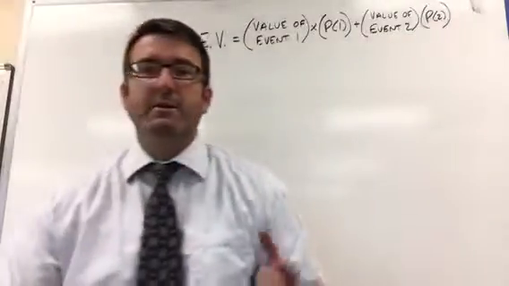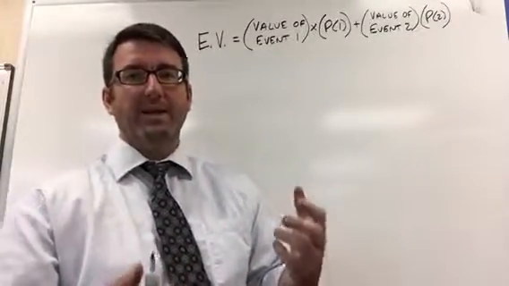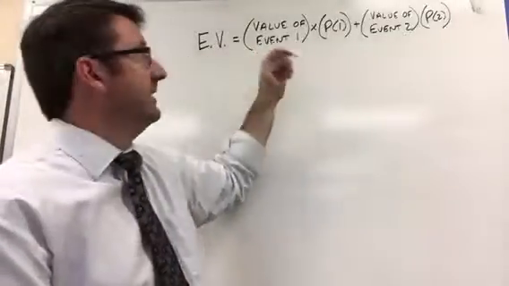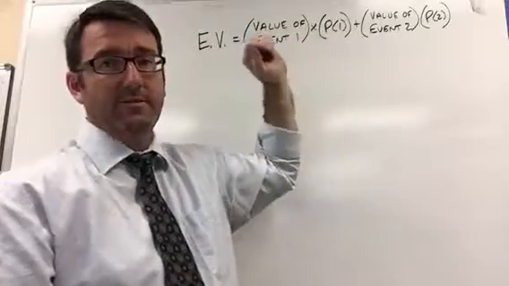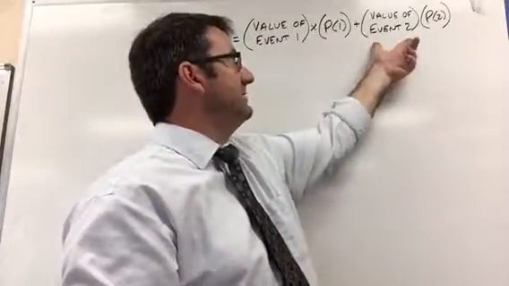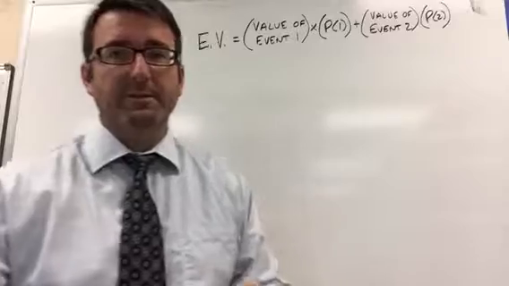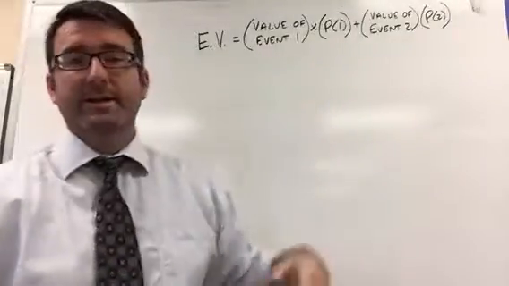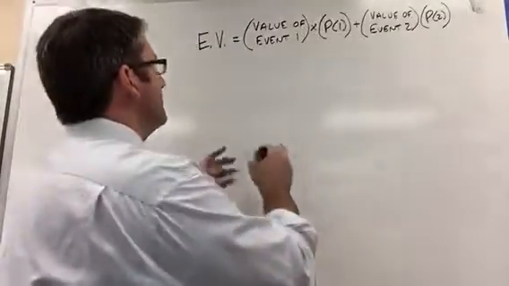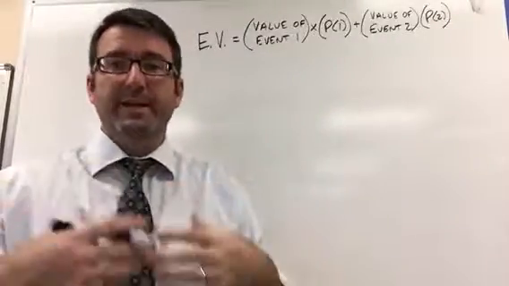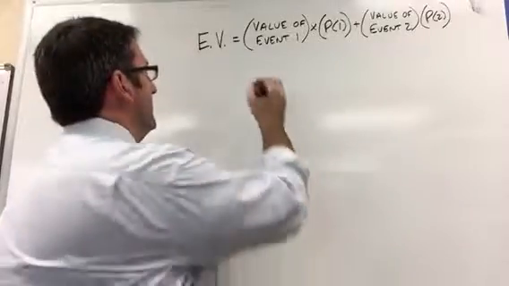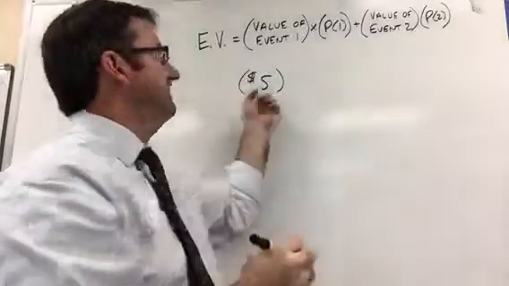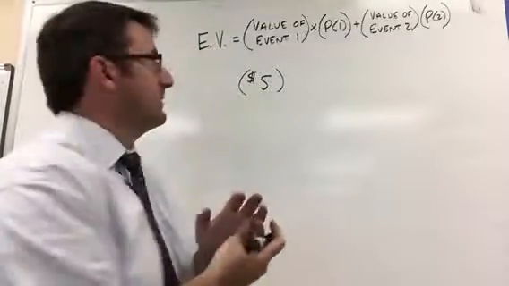All right, so the general equation for expected value is this. Expected value is equal to the value of event 1 times the probability of event 1 plus the value of event 2 times the probability of event 2. Let's say that event 1 is that I win. So what's the value to me of winning this game? Well, the value is going to be $5. That's the value of winning.